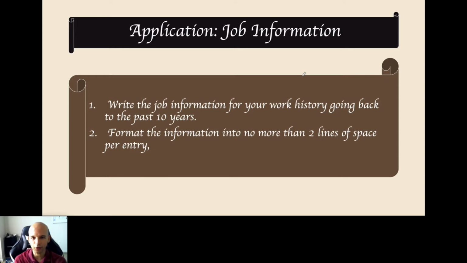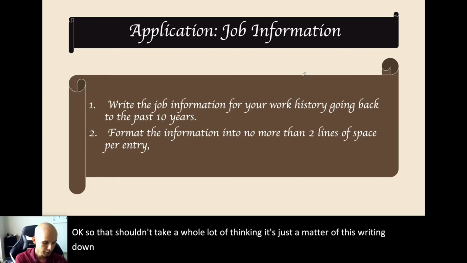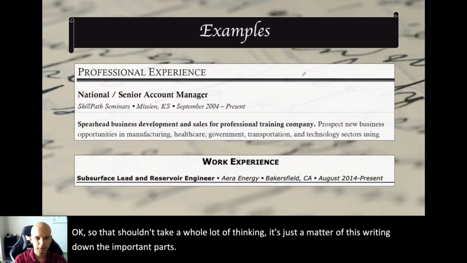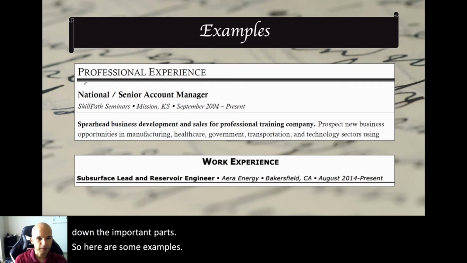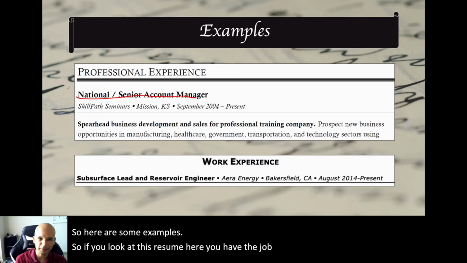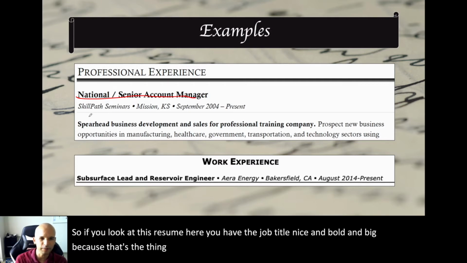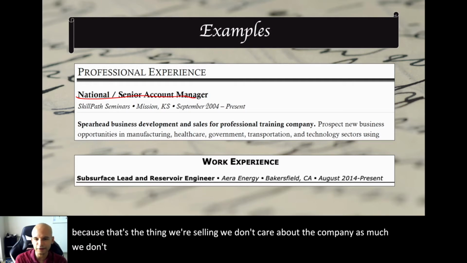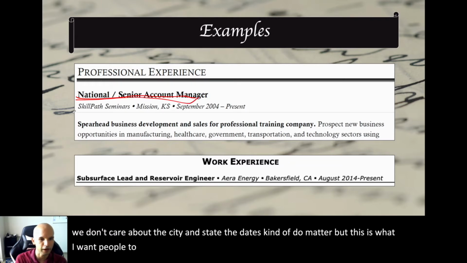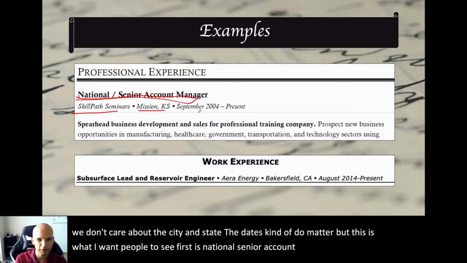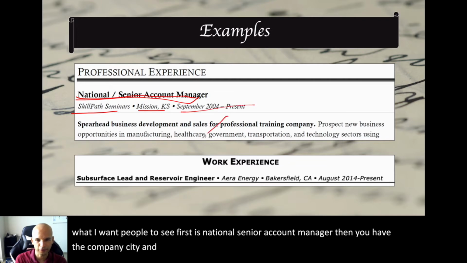Okay, so that shouldn't take a whole lot of thinking. It's just a matter of writing down the important parts. So here are some examples. If you look at this resume here, you have the job title nice and bold and big because that's the thing we're selling. We don't care about the company as much. We don't care about the city and state. The dates kind of do matter, but this is what I want people to see first: National Senior Account Manager. Then you have the company, city and state, and then dates worked. And then this is just description, which we're holding off for now.